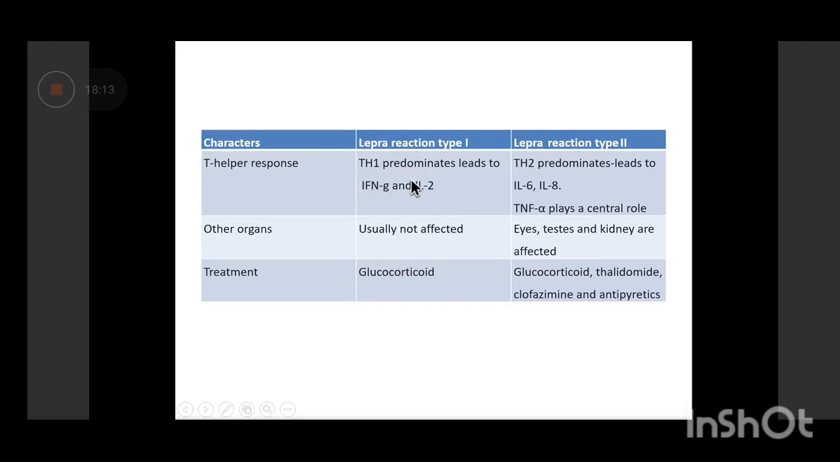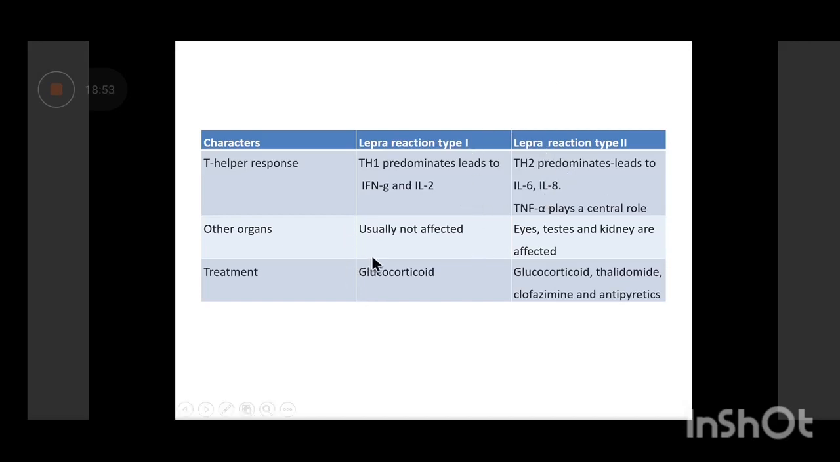Now coming to T helper response. In type 1, Th1 predominates, which leads to activation of interferon gamma and interleukin 2. In type 2, the Th2 response predominates, which leads to release of interleukin 6, interleukin 8, and TNF alpha, which plays a central role. So these are the responses of T helper cells. So in lepra 1, Th1 predominates, and in type 2, Th2 predominates.